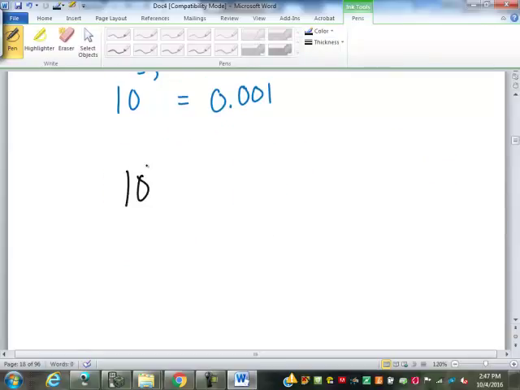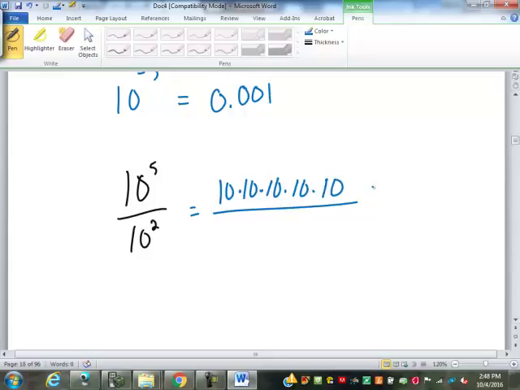So let's say I have 10 to the 5th divided by 10 squared. Now we can calculate this out, 10 to the 5th being 100,000, 10 squared being 100, divided out. But let's keep it as powers for now. 10 to the 5th, of course, means 5 of them multiplied out. 10 squared is 2 of them multiplied out.